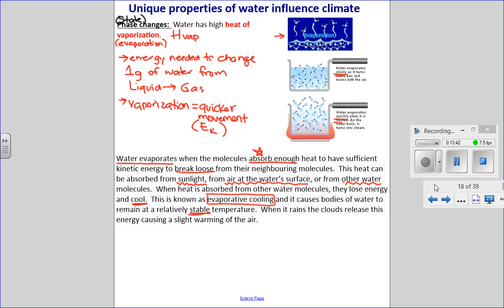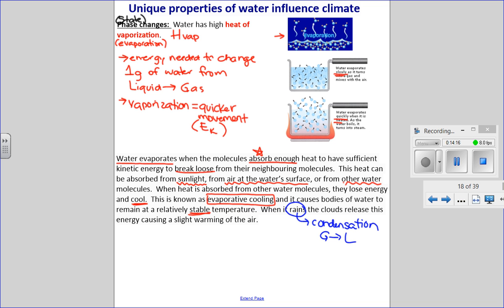Now this is all about water changing state from liquid to gas, but I want you to know that everything that we've said here, the opposite would be true if water was to change from gas to a liquid. So when it rains, that's condensation. And condensation is when water goes from a gas to a liquid. So it would be the opposite process.